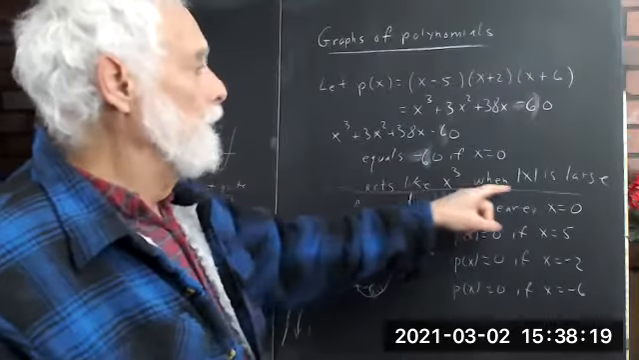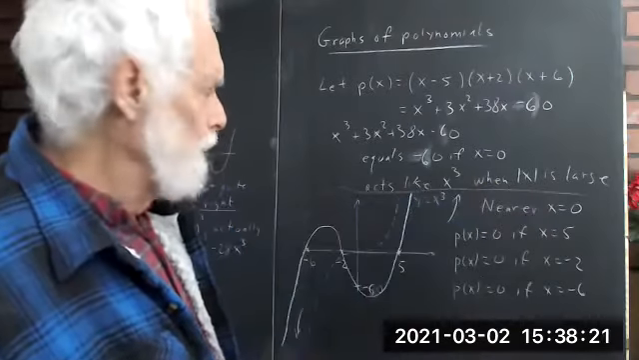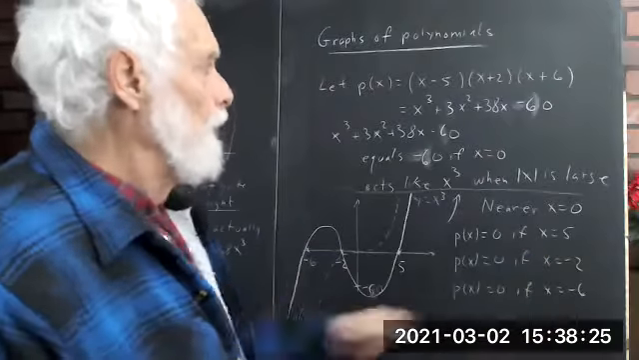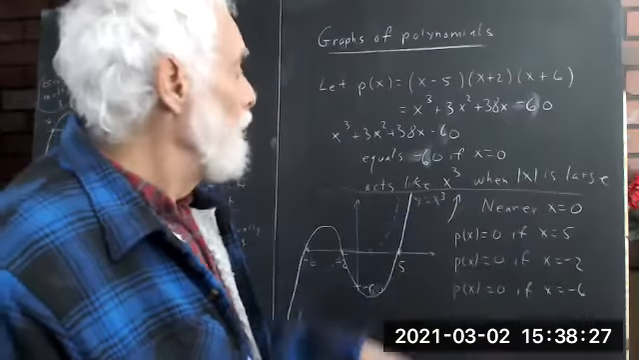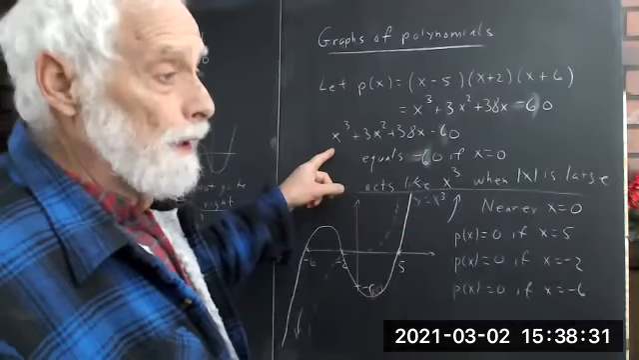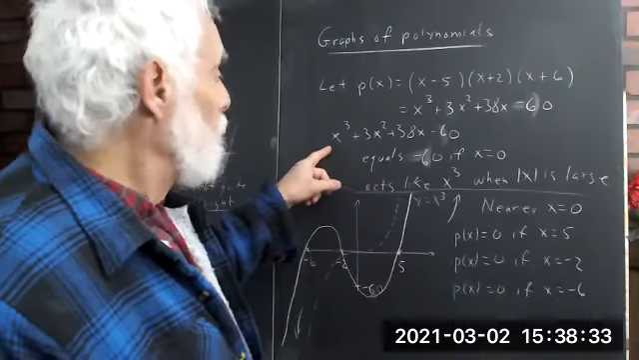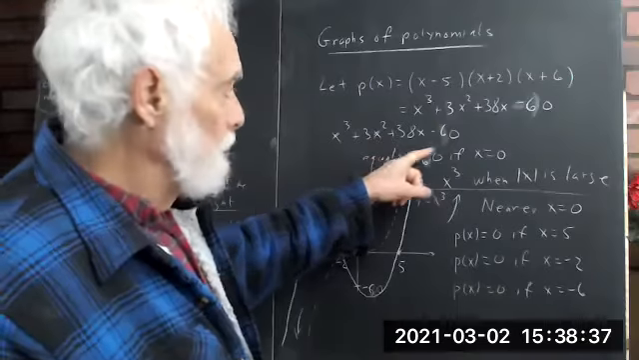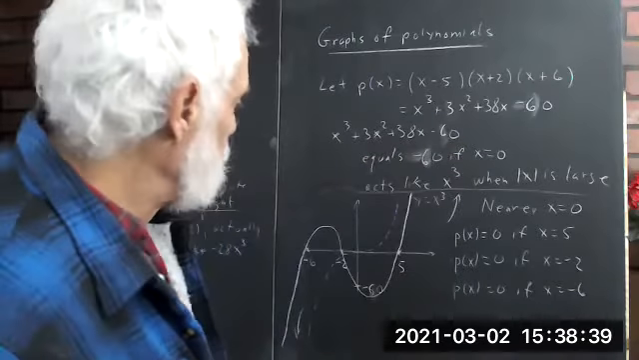And it acts like x cubed when the absolute value of x is large. That is the long run behavior. Far to the right, far to the left, the magnitude of x is large. And this acts like x cubed. Why? Because if you make x large enough, x cubed overwhelms the value of any multiple of x squared, much less any multiple of x or any constant number.